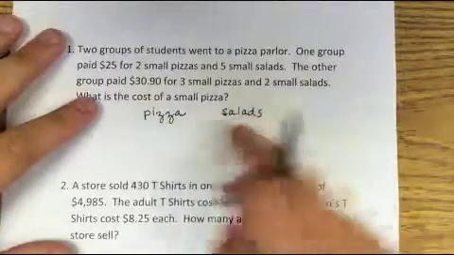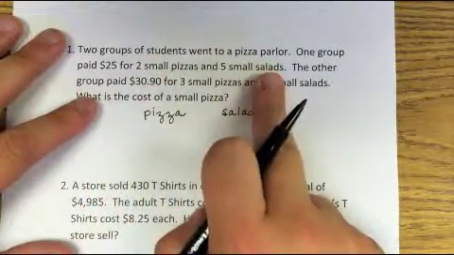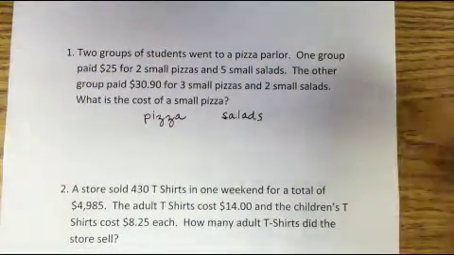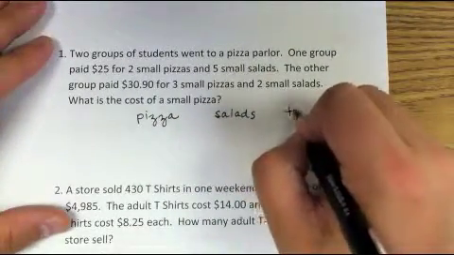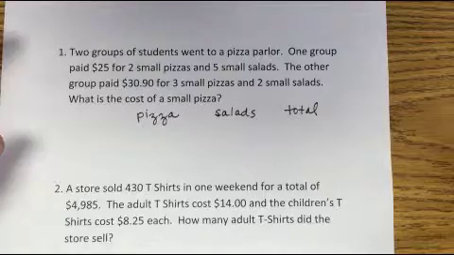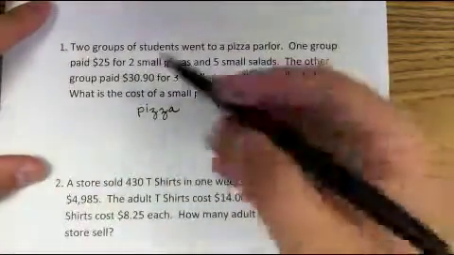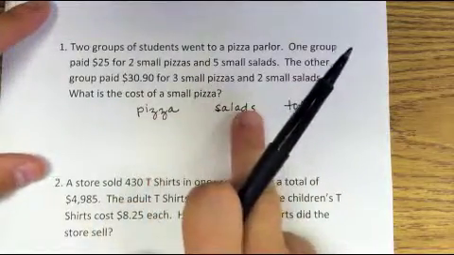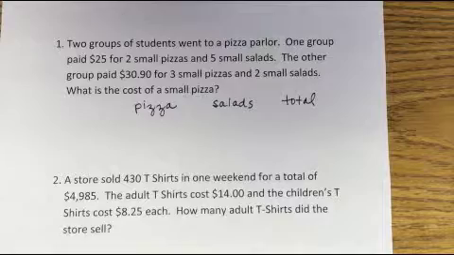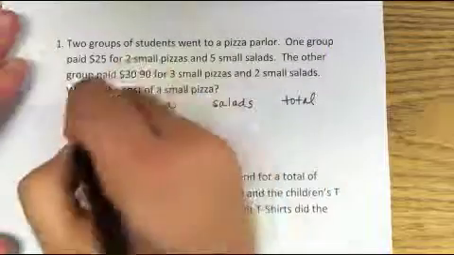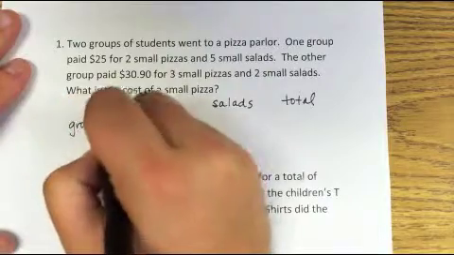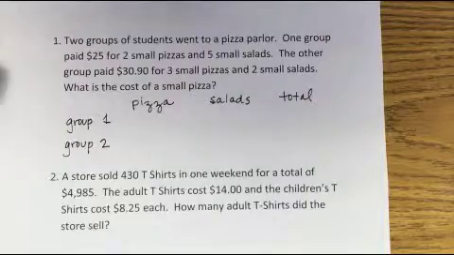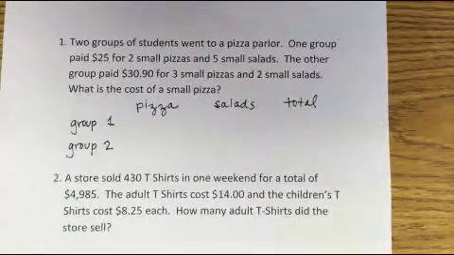Now, we also know, when you read this, we know how many pizzas, we know how many salads, but we're also given this $25. It's not a variable, it's just what the total is between the 2. So I'm just going to name this total over here. All right. Now, can we set up something over on this side? Okay, so we've got the 2 variables, yes, but what are the other 2 things that we're talking about here? Right, the 2 groups. So we've got group 1 and we've got group 2.